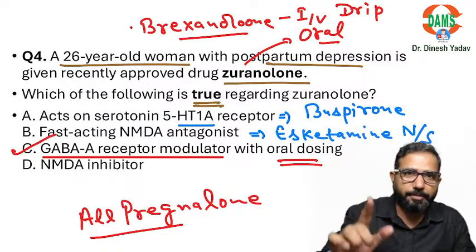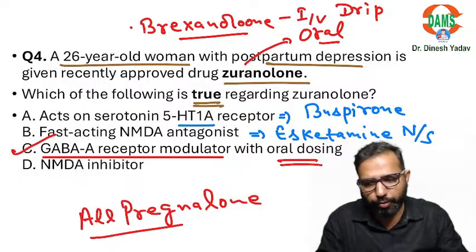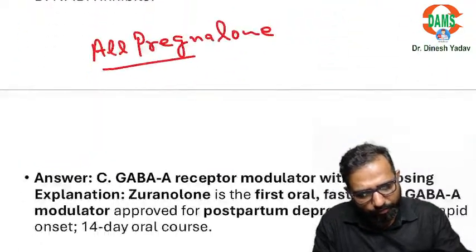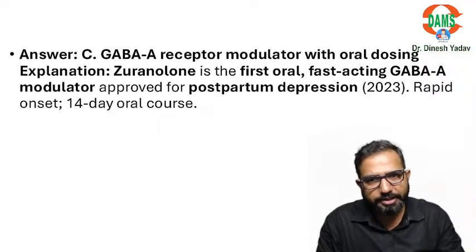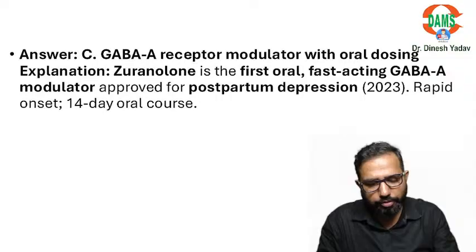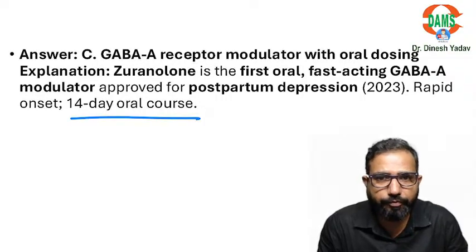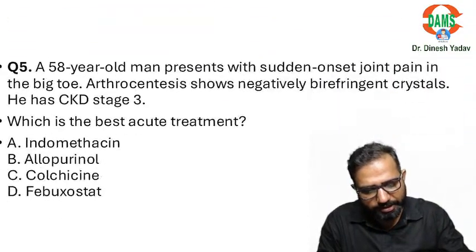Okay, so this drug is a GABA A receptor modulator, approved for postpartum depression, bachcho. Very important. So this is the correct answer. Okay, let's see the next question. And remember that the total course duration of zuranolone is 14 days. Okay, let's see the next question.